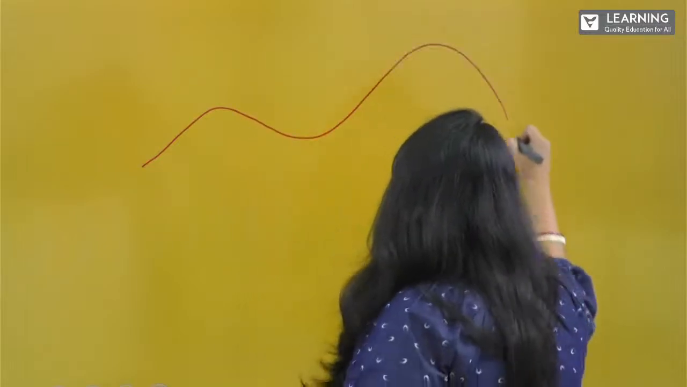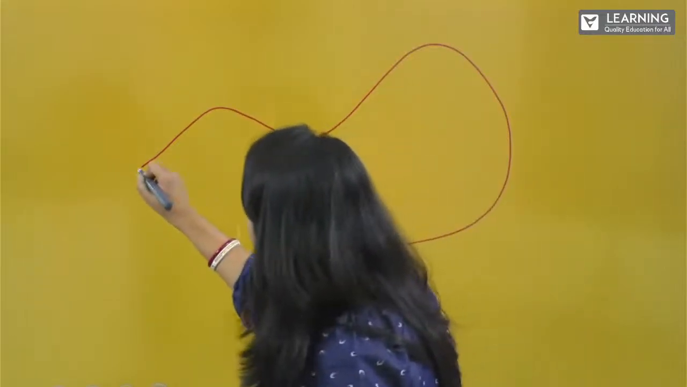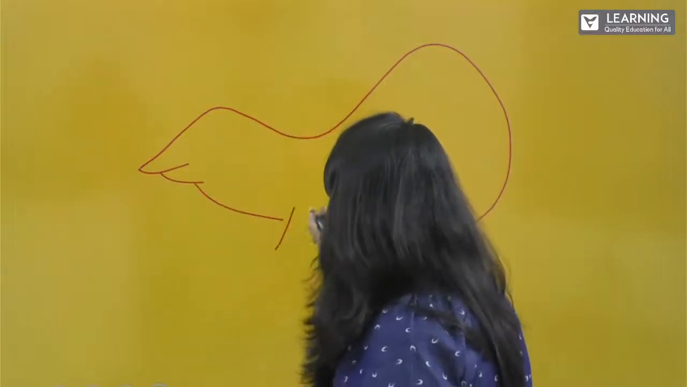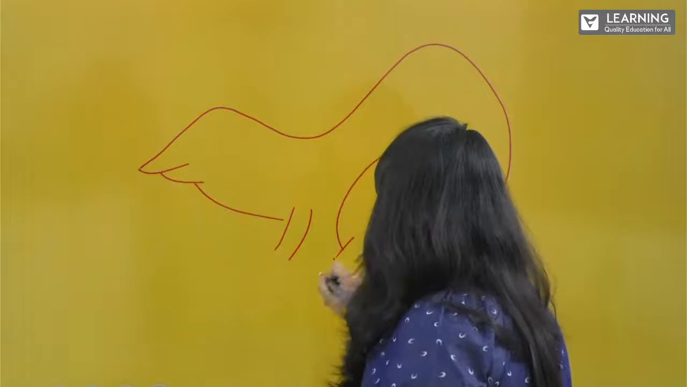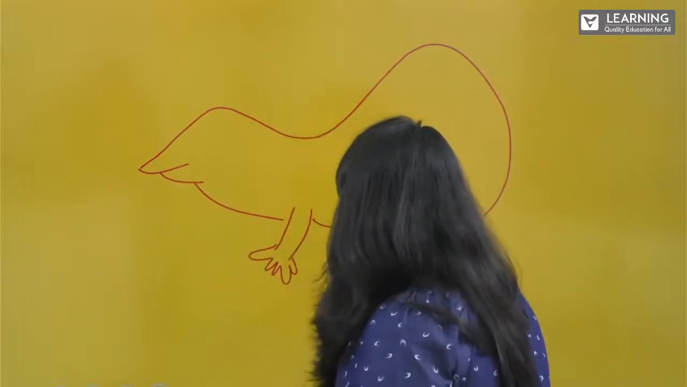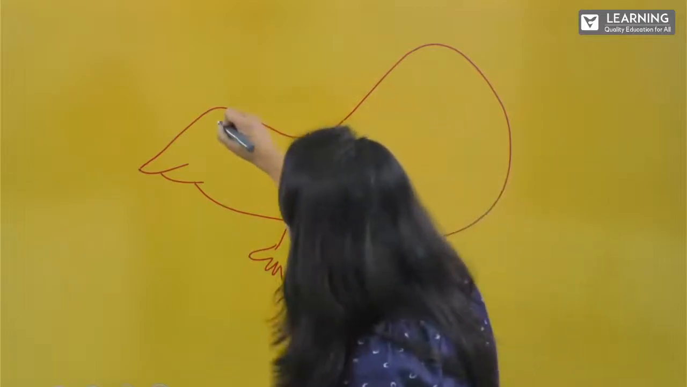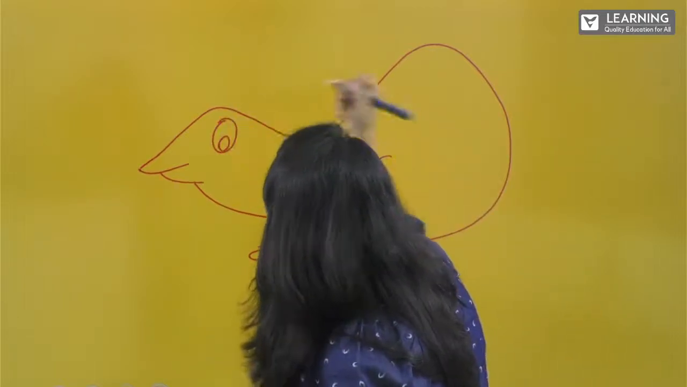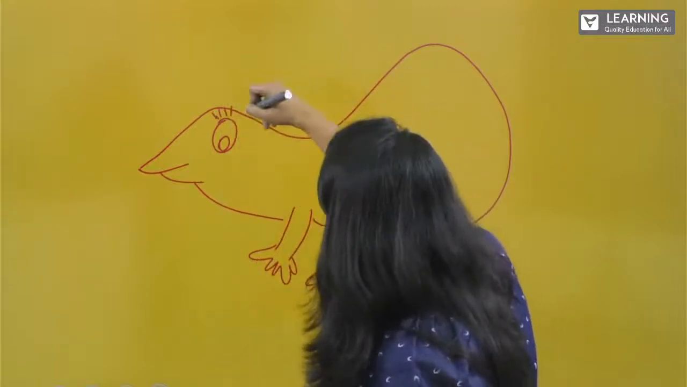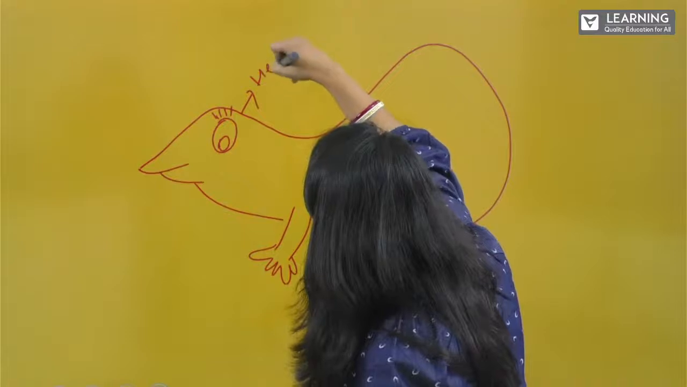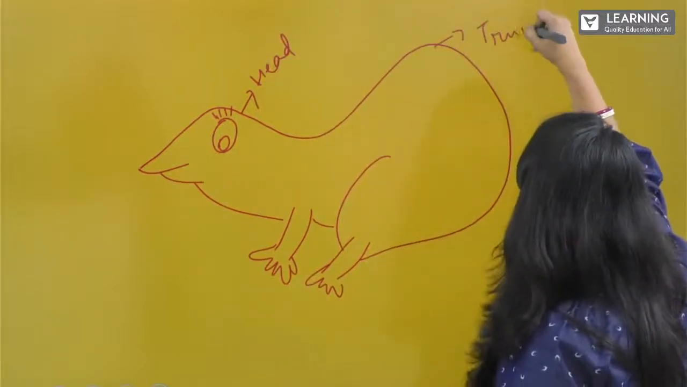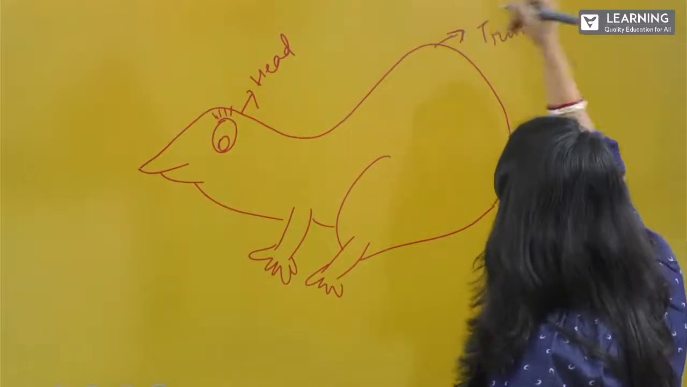Something like this. Let's say it is the mouth portion. It has got these limbs, and like this, from where? Another limb. So like this, okay? This is the eye, okay? Then this has got eyelids, okay? This one is your head. This one is your trunk. This is the trunk, right?